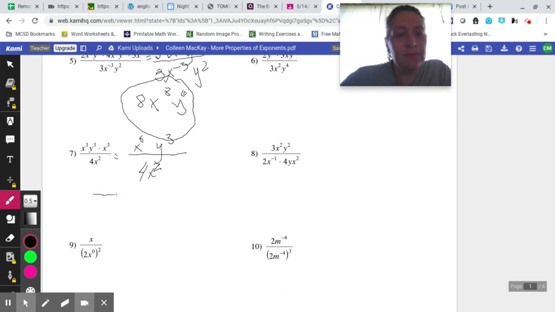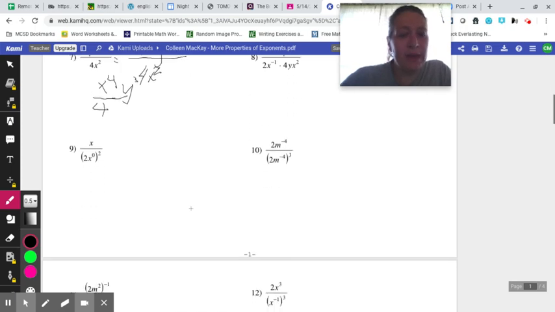Okay, 4 still stays down here because there's nothing on the top to reduce it. Let's look at my x's. I have x to the 6th, x to the 2nd. 6 minus 2 is 4. And there's no y down in the denominator position, so I just leave it as y to the 3rd. Okay, so my final answer is x to the 4th, y to the 3rd over 4.